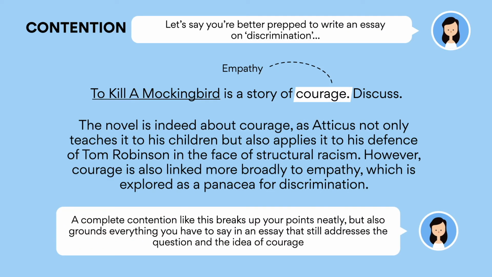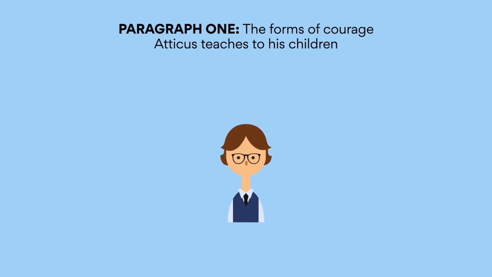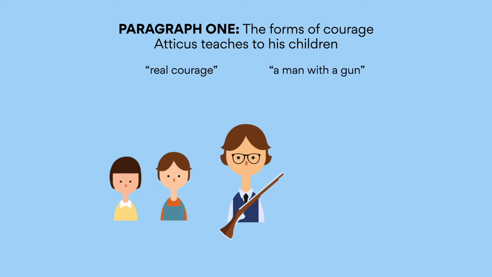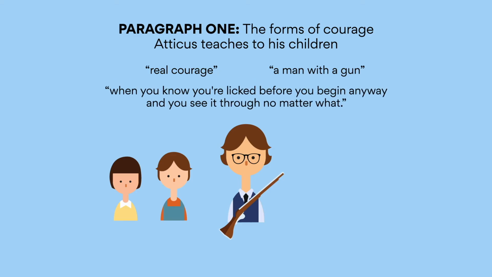A complete contention like this breaks up the points neatly, but also grounds everything you have to say in an essay that still addresses the question and the idea of courage. For example, paragraph 1 could start by looking at the forms of courage he teaches to his children. Part 1, the more moralistic and didactic section of the novel, ends with the idea that real courage isn't a man with a gun, but rather when you know you're licked before you begin anyway and you see it through no matter what. The section is characterized by these lessons of real courage.